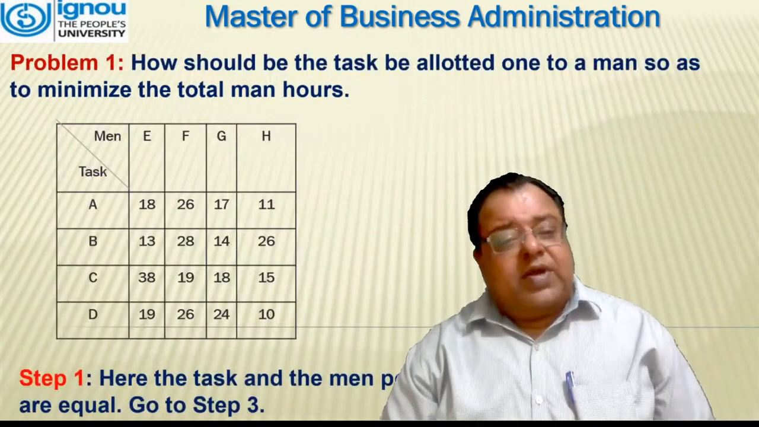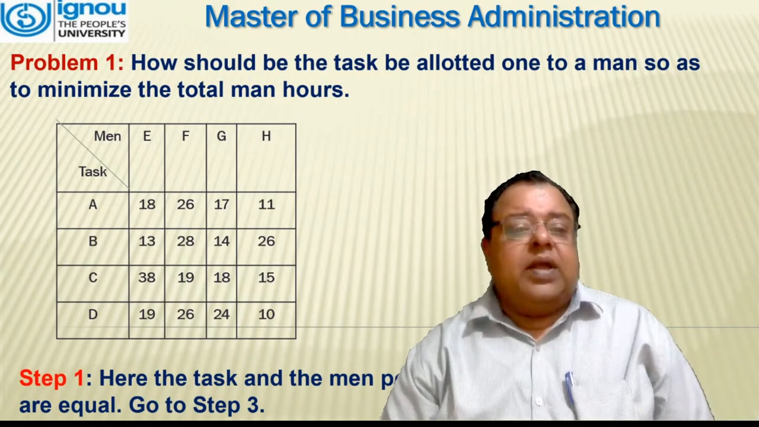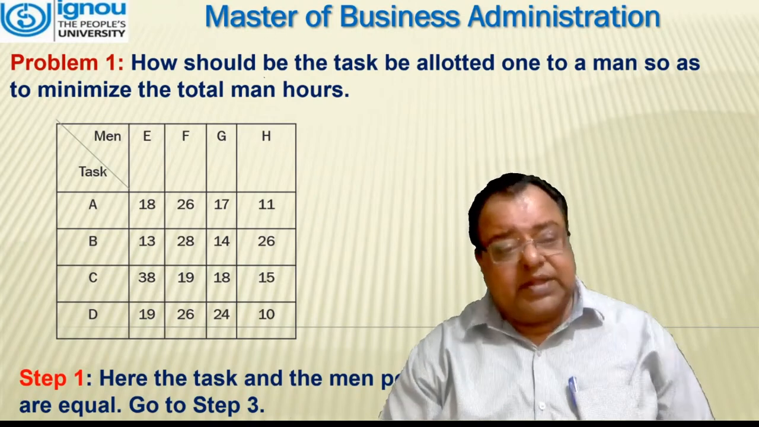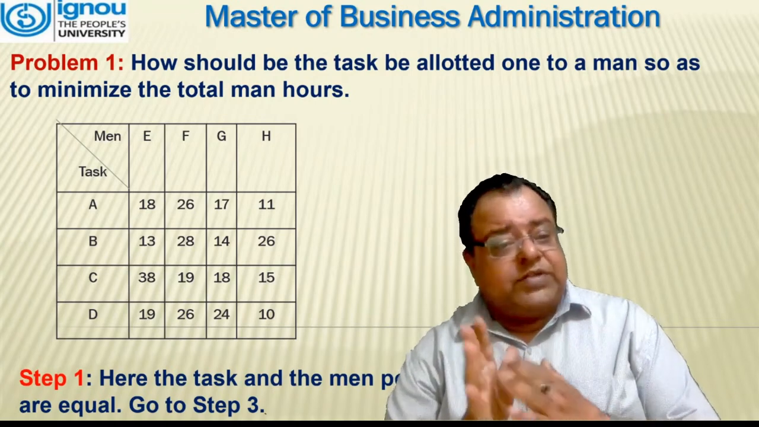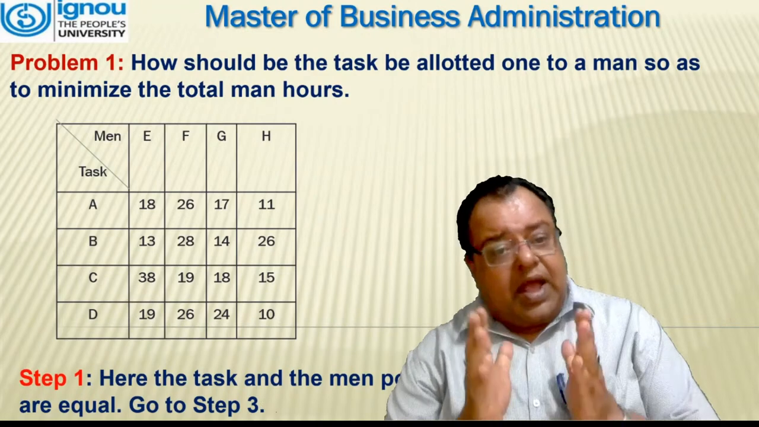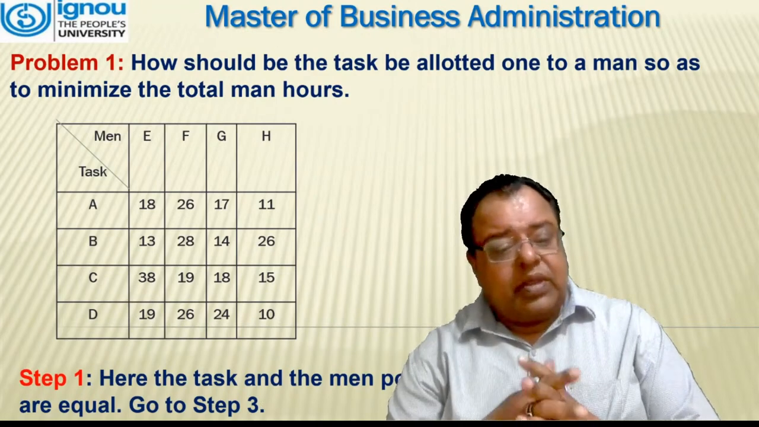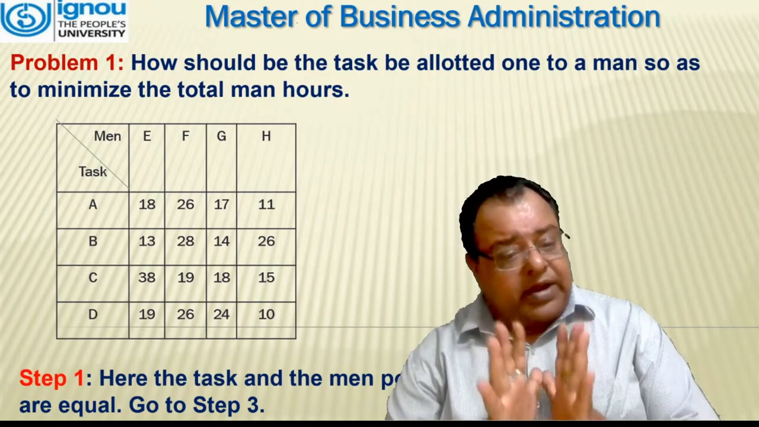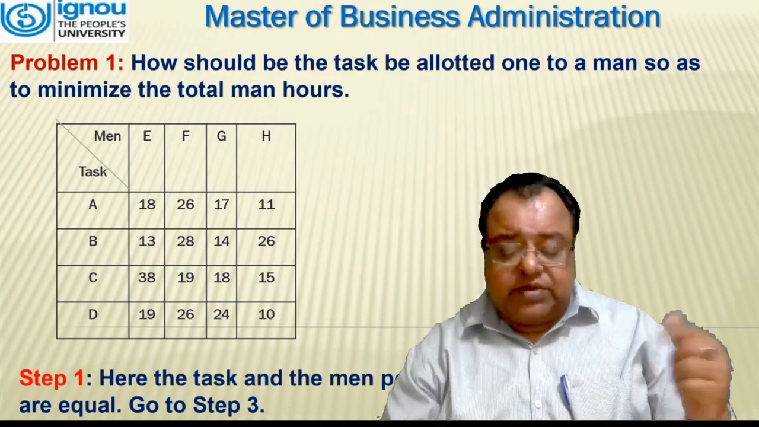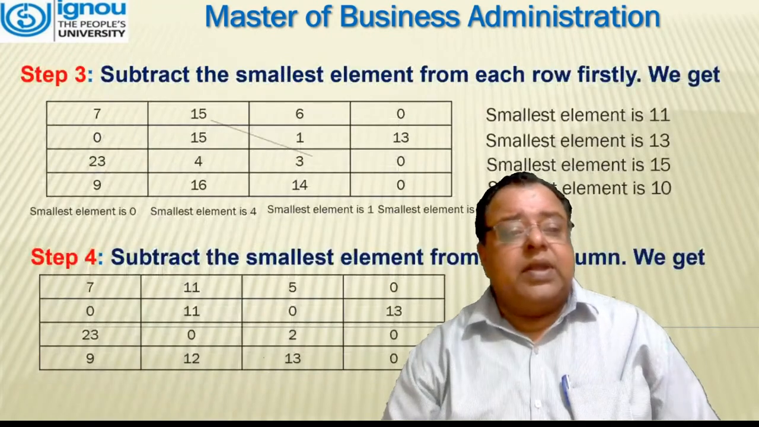Now we will have a look at a problem. How should the tasks be allotted to the men so as to minimize the total man hours? This is the problem. E, F, G, H are the men and the tasks are A, B, C, D. How will we solve this? Here the tasks and manpower are equal. That means there are 4 men and 4 tasks. They are equal, so straight away we go to step 3.